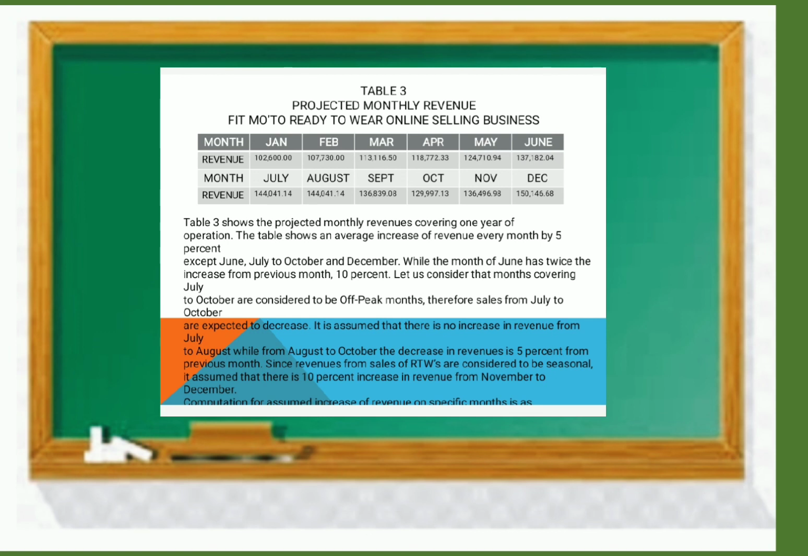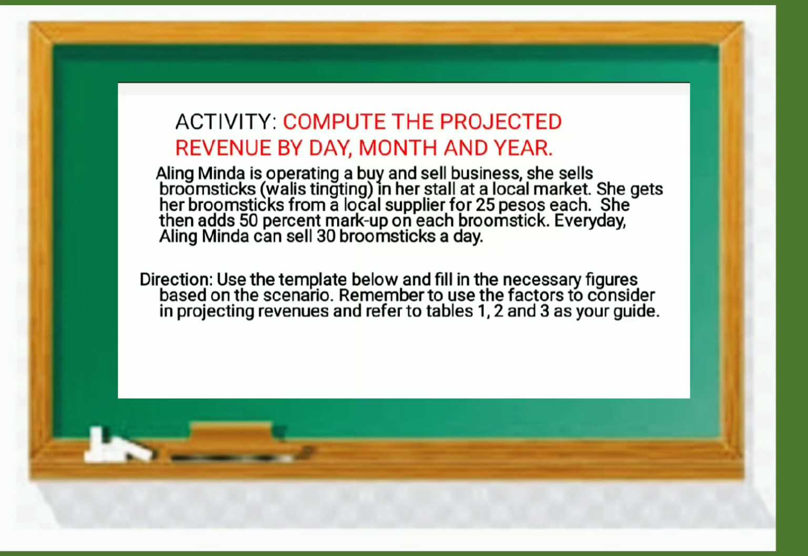So I want you to do an activity. You have to compute the projected revenue by day, month, and year. So Aling Menda is operating a buy and sell business. She sells broomsticks, walis ting-ting in her stall at local market. She gets her broomsticks from a local supplier for 25 pesos each. She then added 50% markup on each broomstick every day. So Aling Menda can sell 30 broomsticks a day.